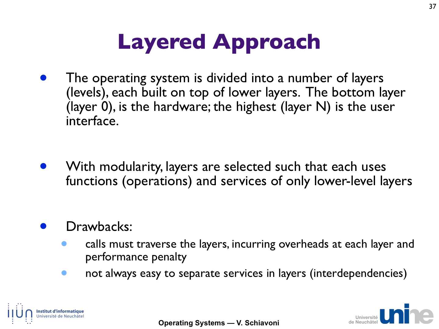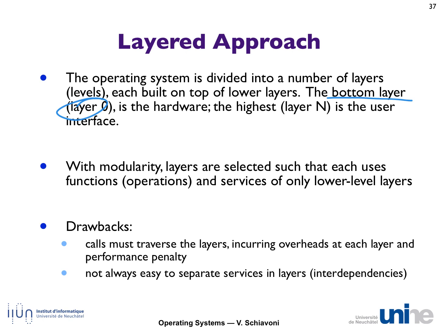So in the previous example, we have seen a kind of layered approach where the OS is divided into a number of levels or layers, each built on top of the lower one. Usually the bottom one is the hardware, or layer 0, and the highest one, layer N, depending on how many layers the OS is designed for, is the user interface. With modularity, layers can be selected so that each uses functions given by the lower level layers, so you don't have to rely on the ones above.